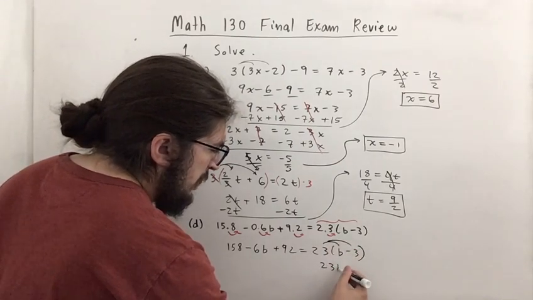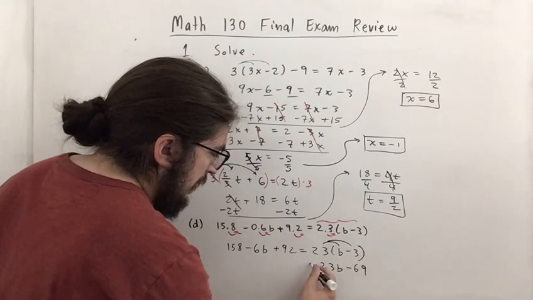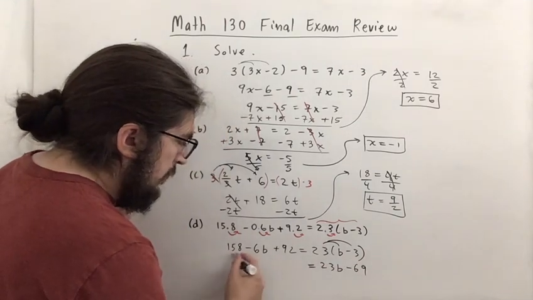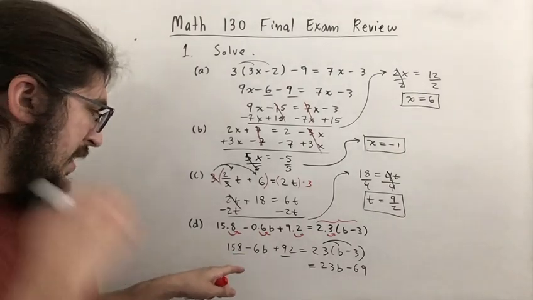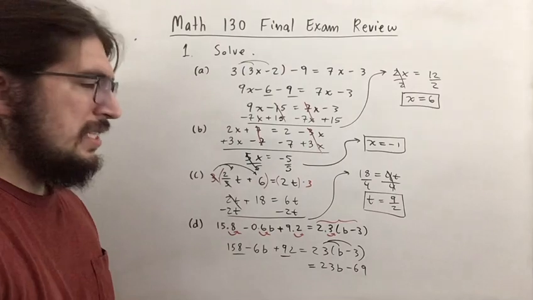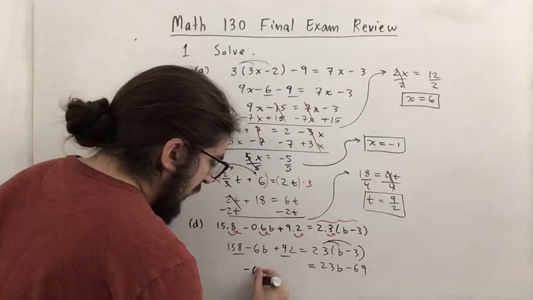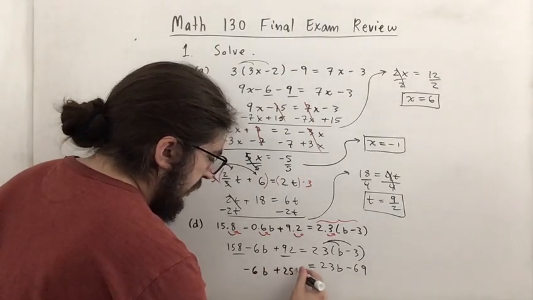So we get 23b minus 69 on the right side. Here, these two combine. What do they combine to? Well, 2 plus 58, that's 60. And 160 plus 90, that's going to be 250. It's a negative 6b plus 250.